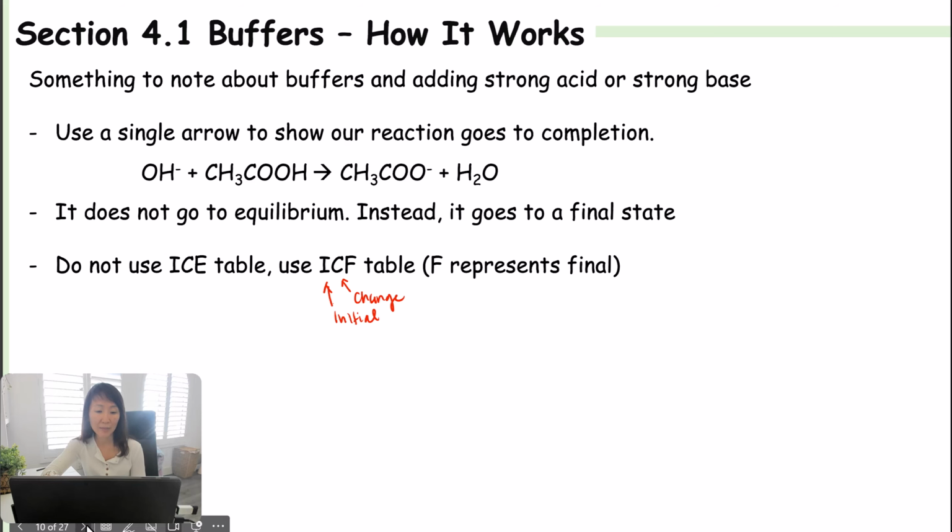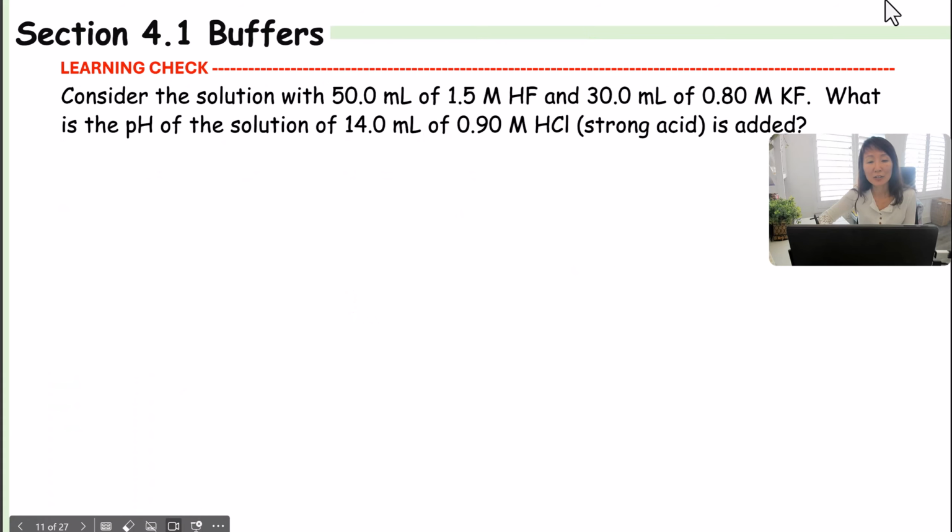Consider a solution with 50.0 mL of 1.5 molar hydrofluoric acid and 30.0 milliliters of 0.80 molar potassium fluoride. What is the pH of the solution if 14.0 mL of 0.90 molar of the strong acid HCl is added?